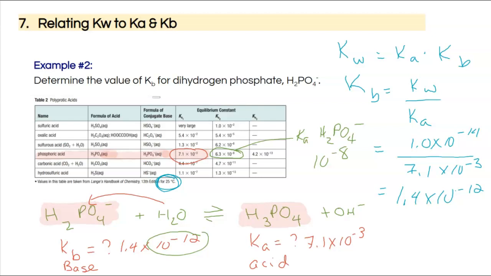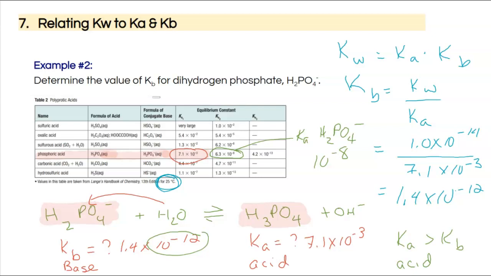So what that tells me is that H2PO4 minus, which is amphoteric, because its Ka value is larger than its Kb value, is going to act predominantly as an acid as opposed to a base. It's going to have more acidic character. Of course, that depends on what it is reacting with. But by and large, that's true.